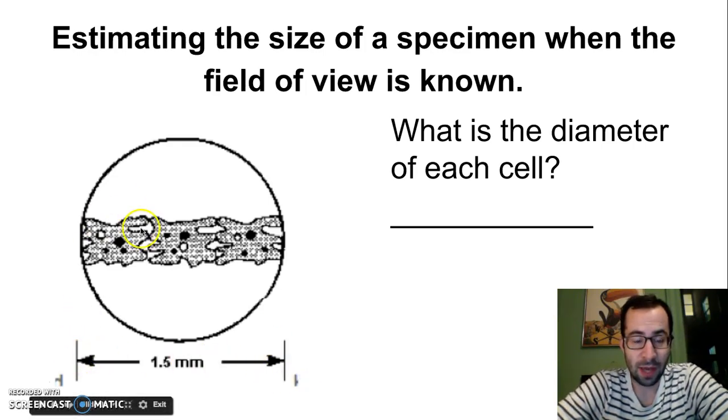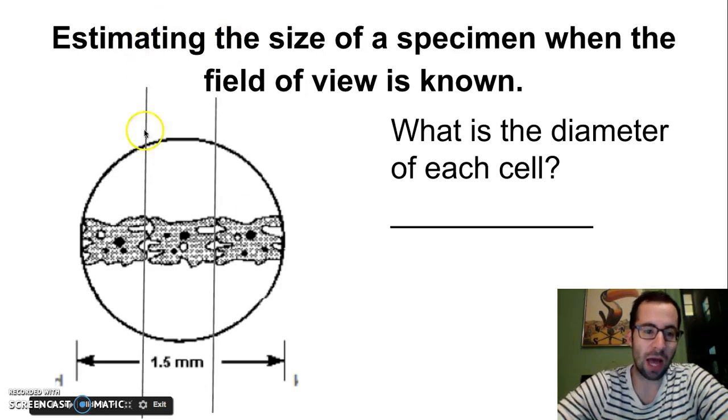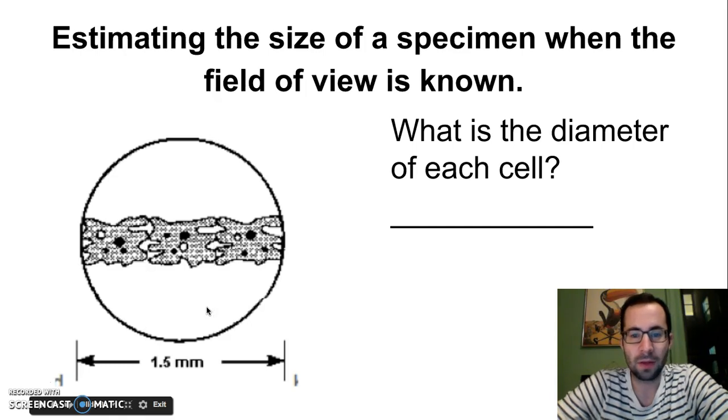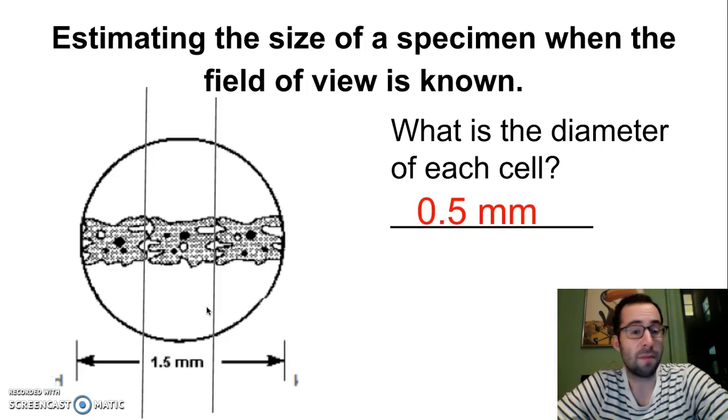It gives you the field of view again. From here to here is 1.5 millimeters. So then what's the size of one of these cells? Well, if you divide 1.5 by 3, there's 3 cells, 1, 2, 3. Each one looks to be about the same size. So this one's probably 0.5, and this one's 0.5, and this 0.5. So the diameter of each cell. Sometimes it helps if you draw lines with your pencil. If you see this on a test, it's completely fine. You can do that. 0.5 millimeters.